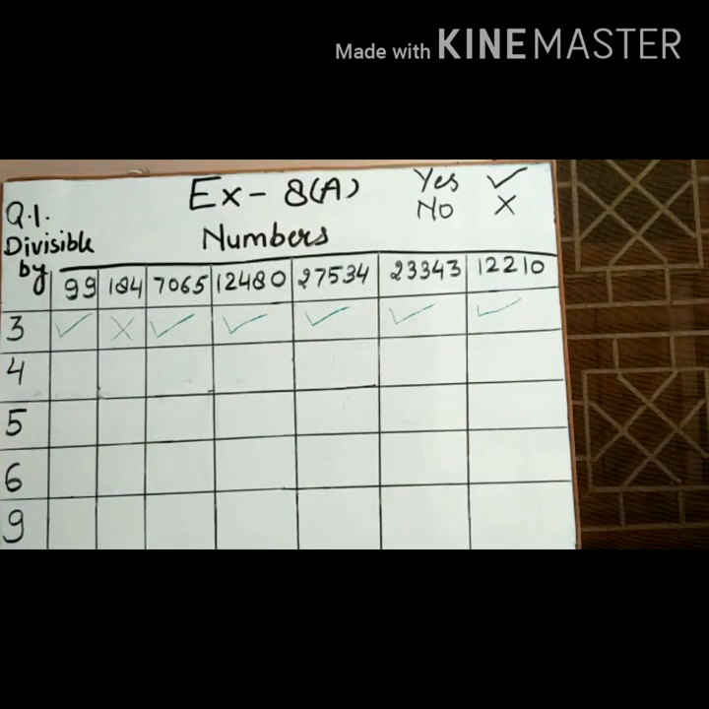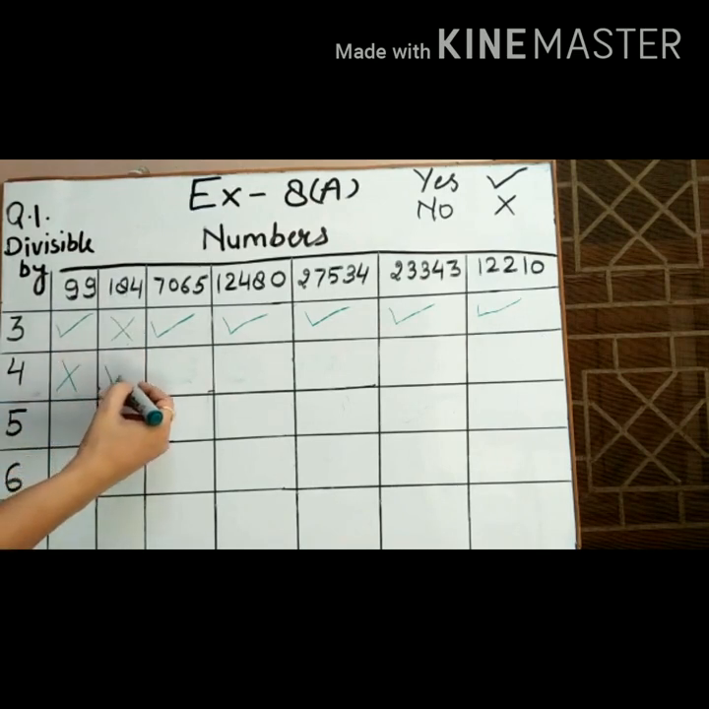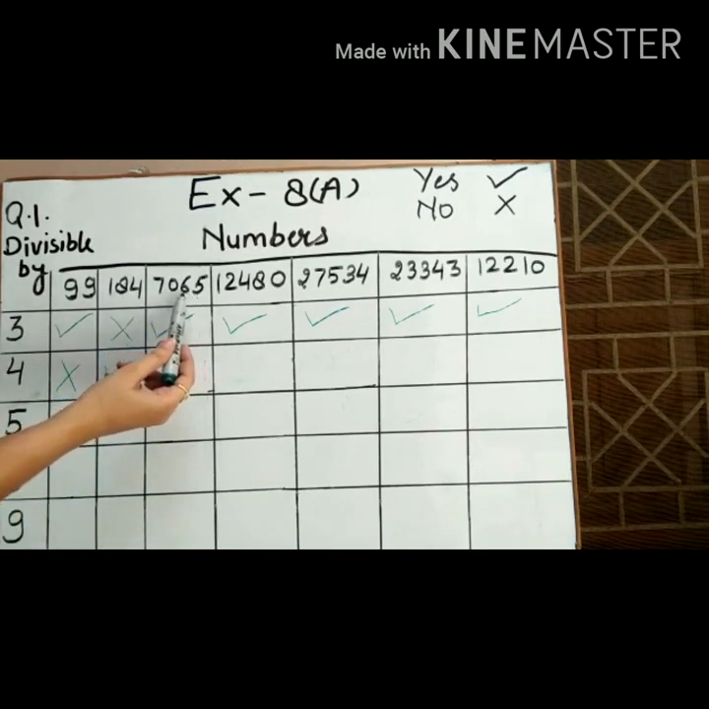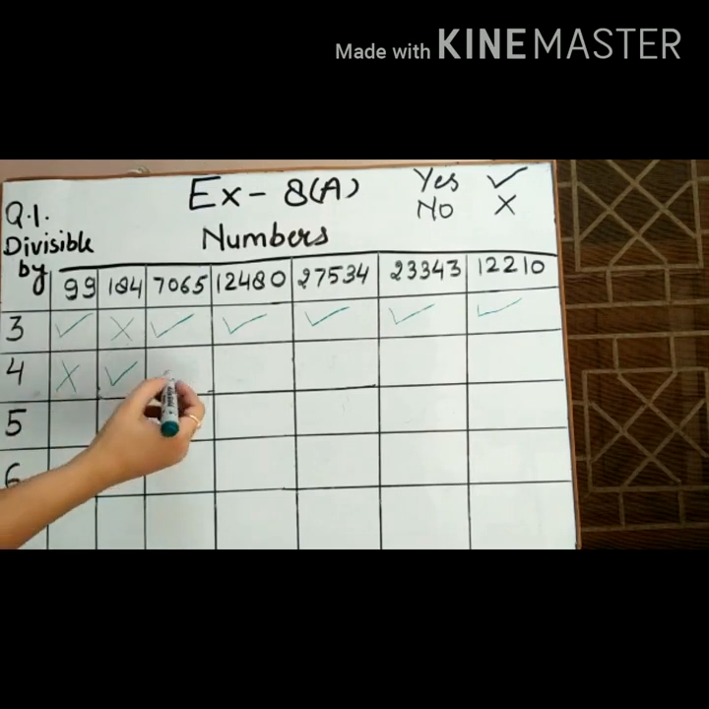The rule for 4 is if the last two digits are divisible by 4. Let's check. 99. 99 is not divisible by 4. That's why put a cross here. 184, last two digits 84, and 84 is divisible by 4. That's why 184 is also divisible by 4. Last two digits 65, and we can see here the digit at the unit place is odd and 4 is even number. That's why it is not divisible by 4.